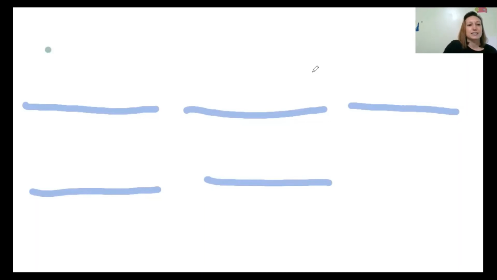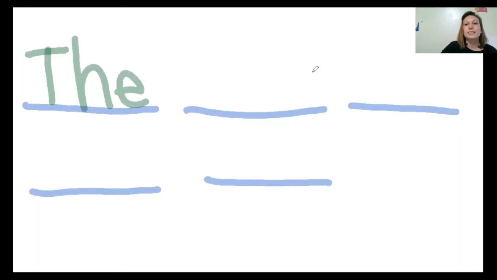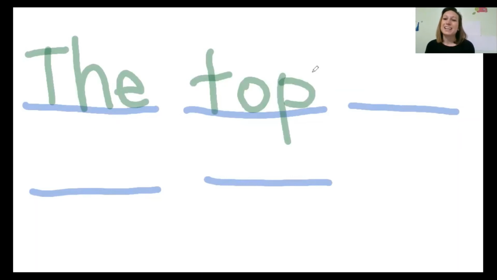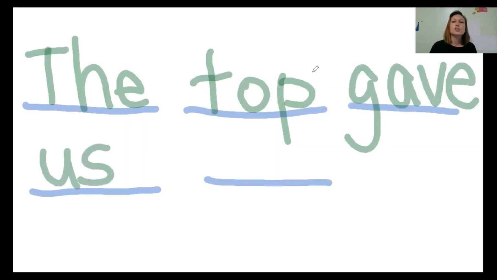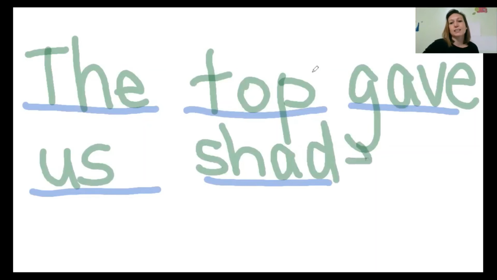So our first word was the, T-H-E, uppercase T, because it's the first word in my sentence, and our sentence always starts with an uppercase letter. The top. T-O-P. Gave, g, a, v, and my a is saying its name, so I'm going to put that e on the end, on my a consonant e pattern. The top gave us, U-S. Shade, sh, that's the digraph, S-H, A, D, and again, my A is saying its name, so I'm going to put the E on the end, and of course, I end with a period. The top gave us shade.